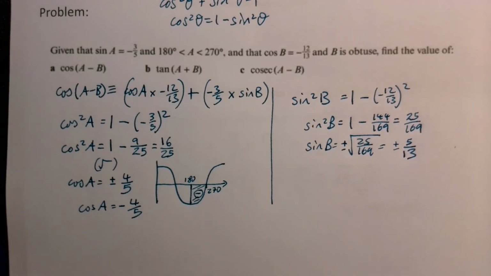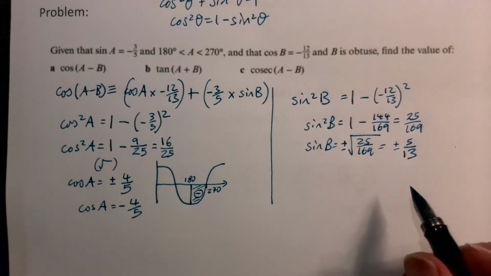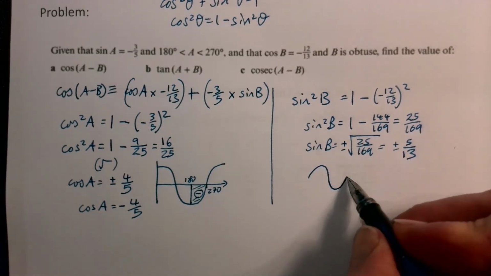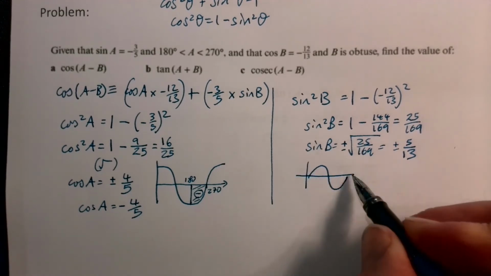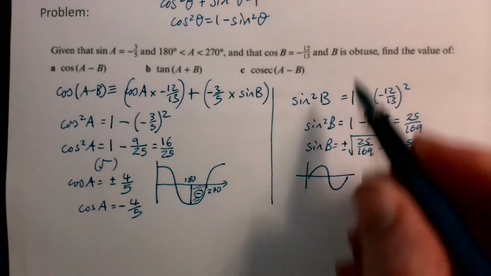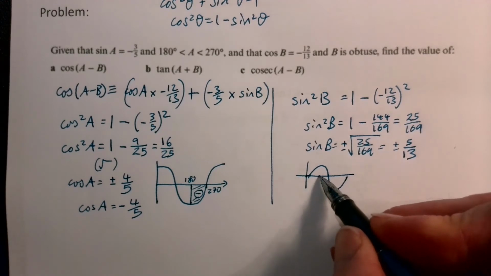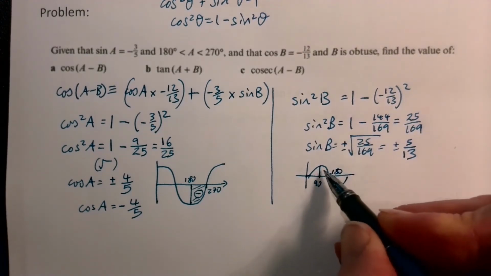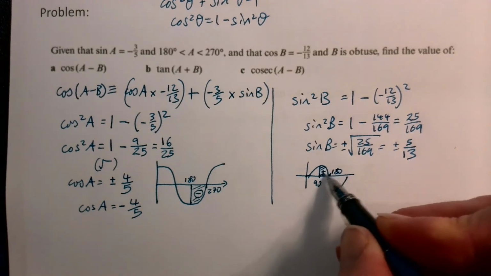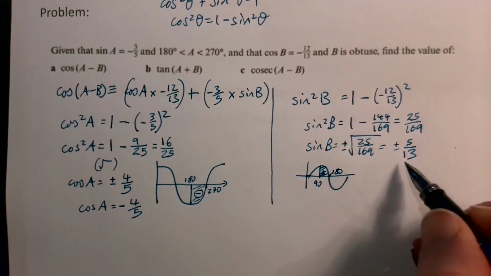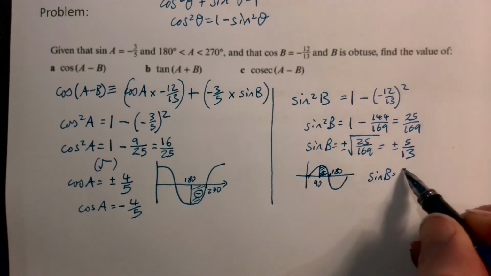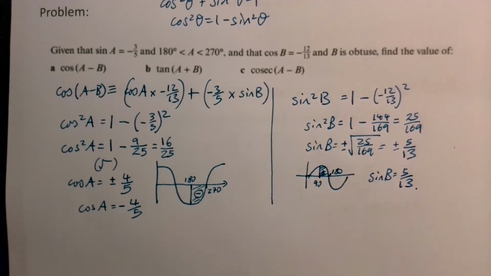Again, I need to know, is it positive, is it negative, and I can just do my sine curve here, and we want it's obtuse. So obtuse is between 90 degrees and 180, so it's this little bit here, so it is positive. So therefore we know sine B is 5/13.